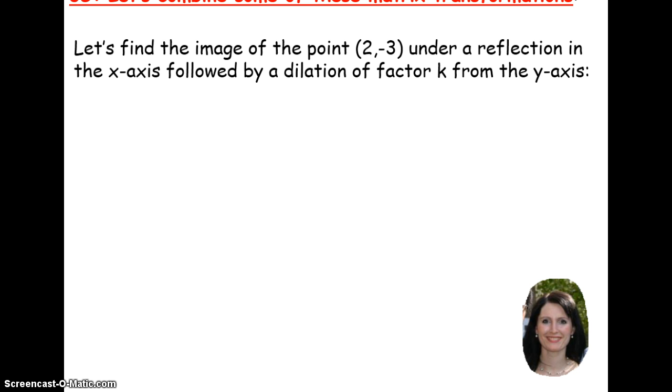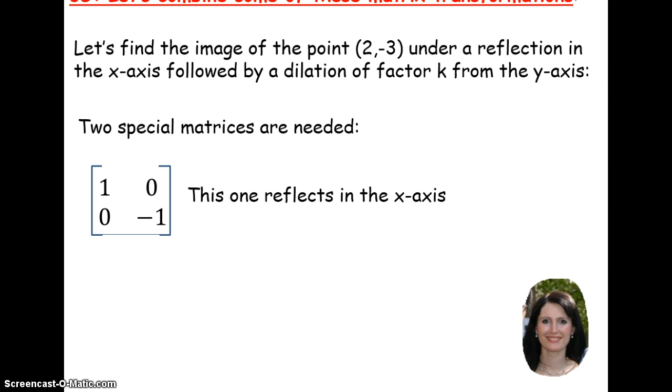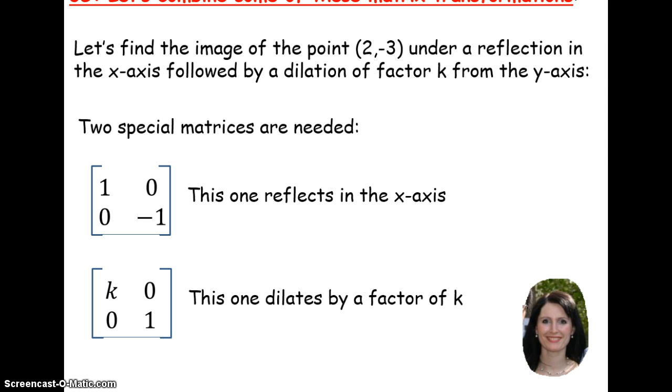Let's now find the image of the point 2, negative 3 under a reflection in the x-axis, followed by a dilation of factor k from the y-axis. So now we're looking at a bit of a combination of transformations, and we're going to use matrices to solve this. We're going to need two special matrices here. We know that this one reflects in the x-axis, and we know that this one dilates by a factor of k. Go back a couple of slides if you want to see how we came to that.